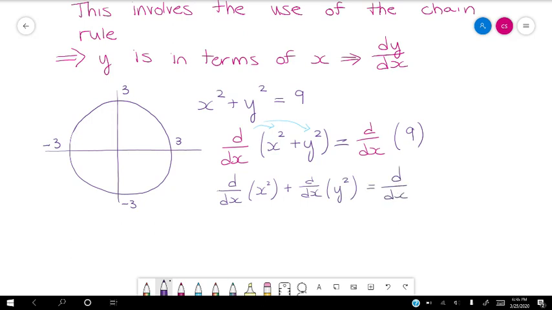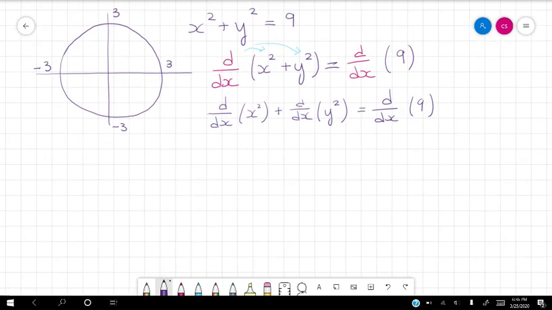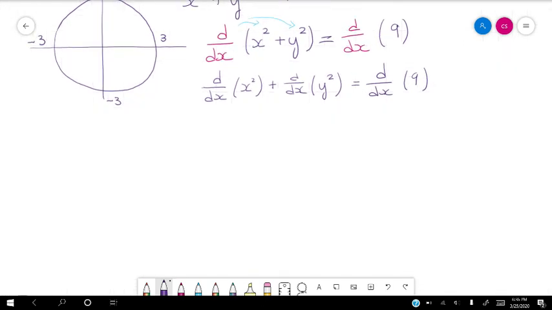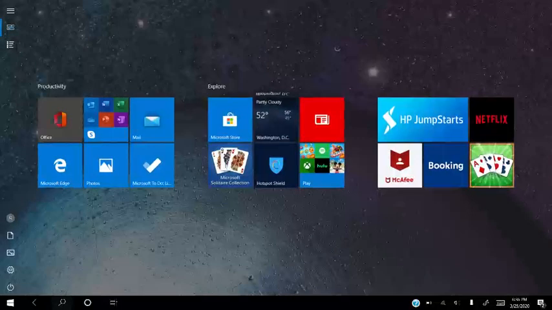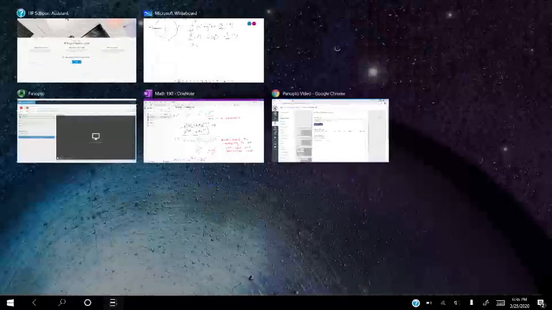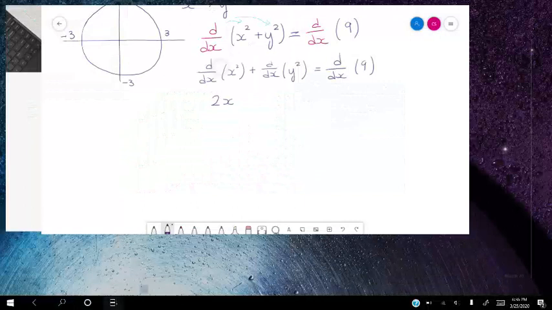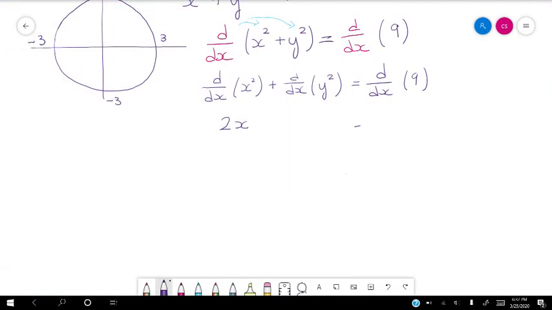All right, so let's start taking the derivative. There's a couple of these that we already know how to do. For instance, the derivative of x squared with respect to x is just 2x. That's our power rule. We also know that the derivative with respect to x of a constant is 0.